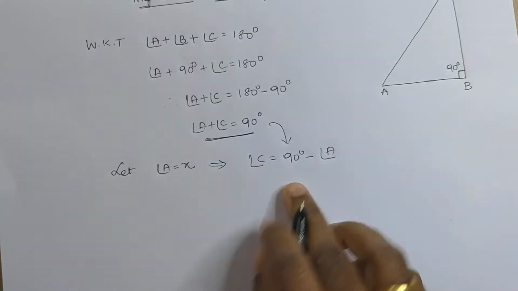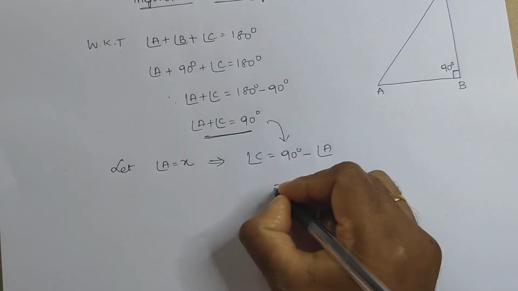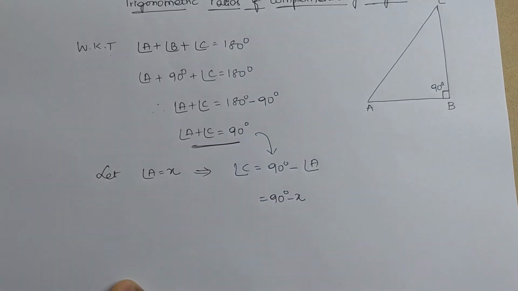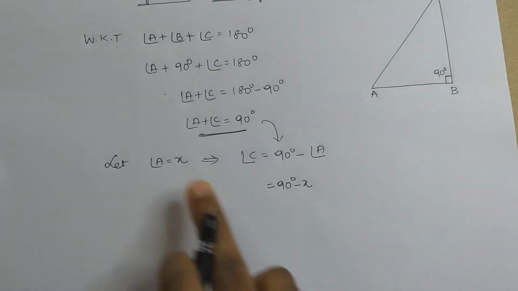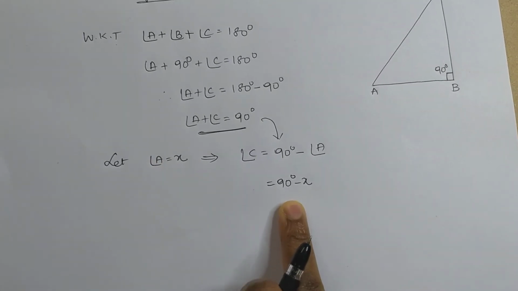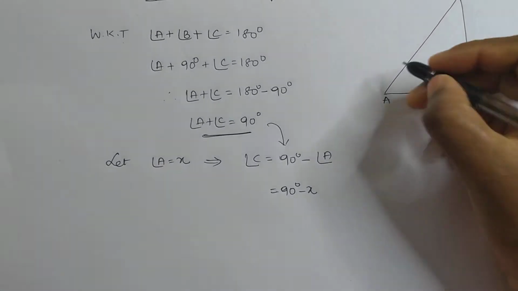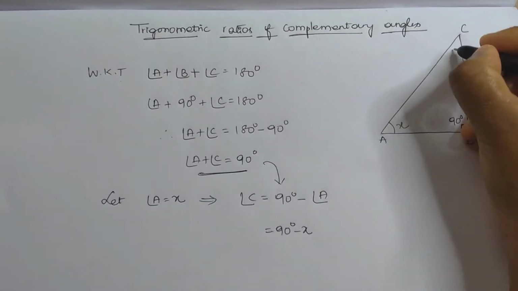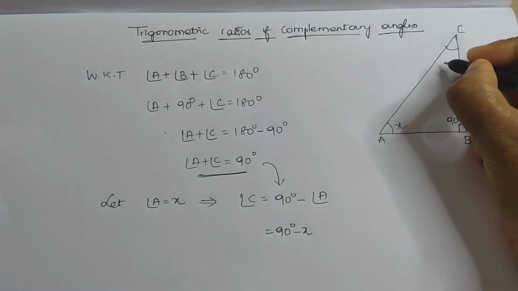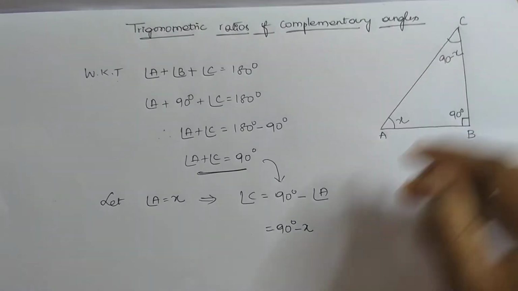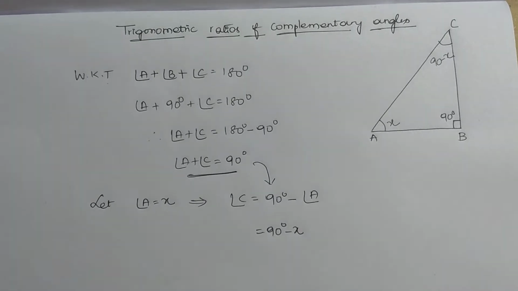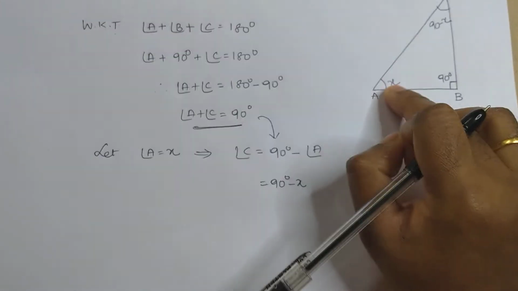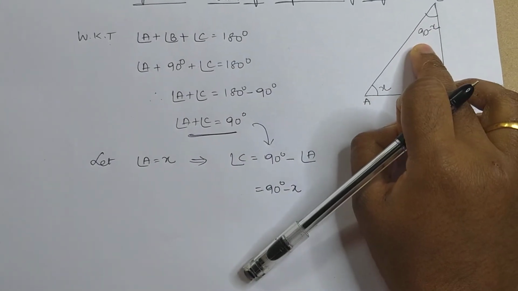From here I have written this relation: 90 minus angle A. So angle C becomes 90 minus x. Correct? Here I have taken angle A as x such that angle C becomes 90 minus x. So in the figure, just put x in the place of A, and in the place of angle C, I am putting 90 minus x.